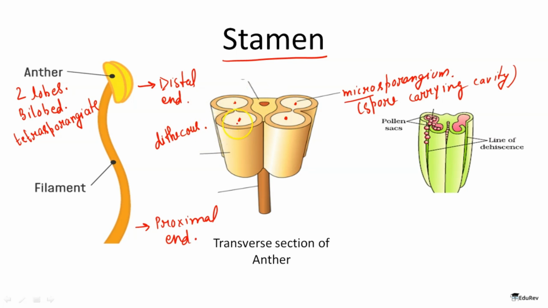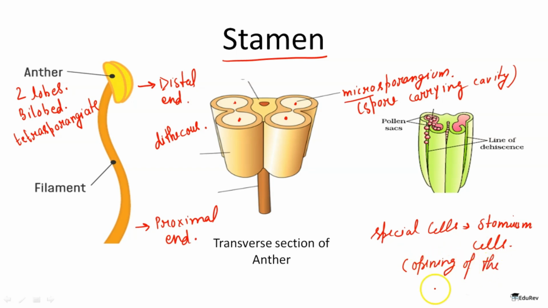Now, when you see the anther from the side view, you can see a line. We call this line the line of dehiscence. You can see here, this is the line of dehiscence. And by dehiscence, we mean release of pollen. So, in the line of dehiscence, we have some special cells which are known as stomium cells. And they help in the opening of the anther, right?